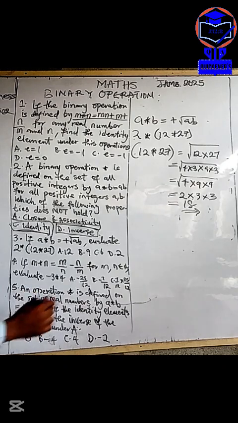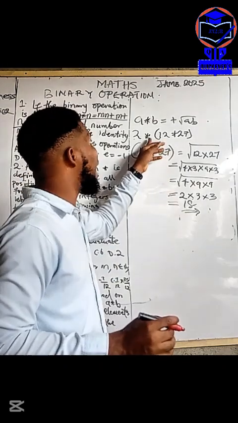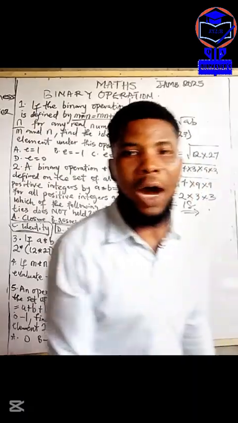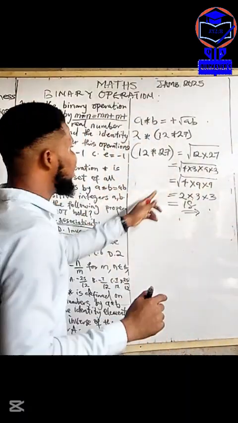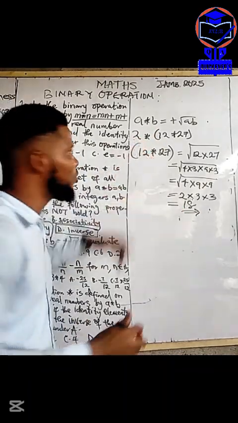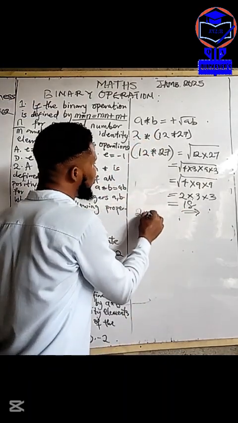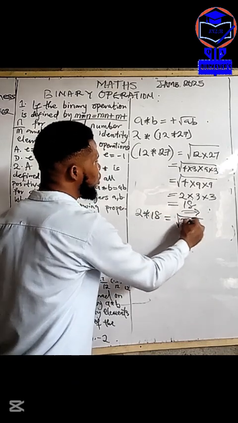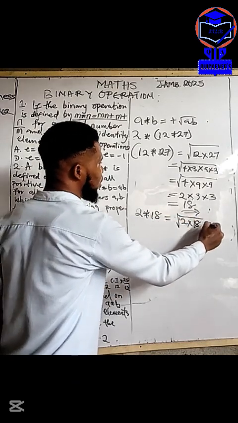Wow. Okay, we are still going to continue our operation, alright? The answer does not end at 18 because remember, we're still going to operate 2, right? So 2 operation 18. What would that give us? Positive 2 times 18. That would be what?